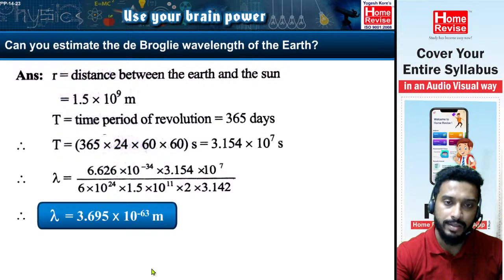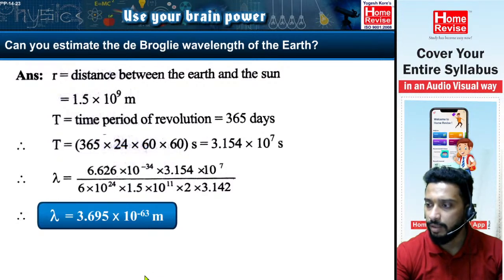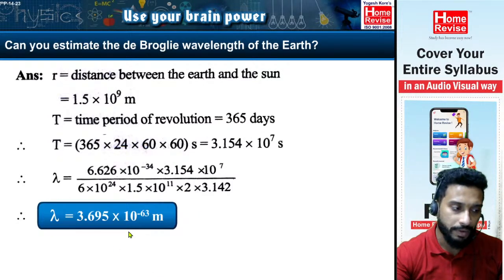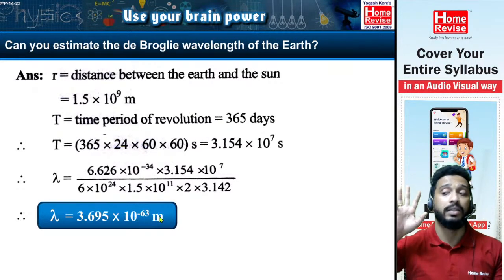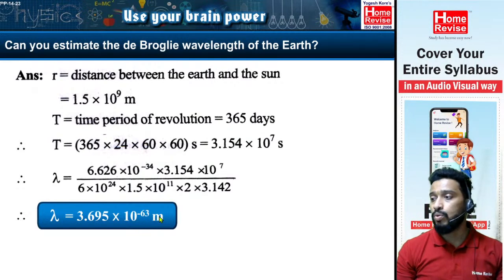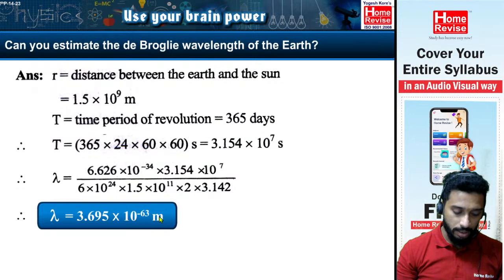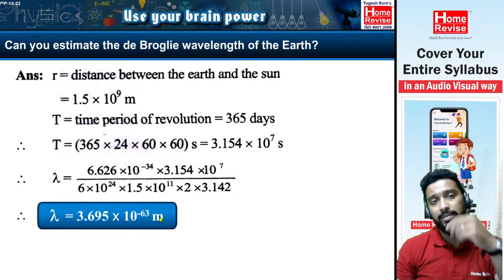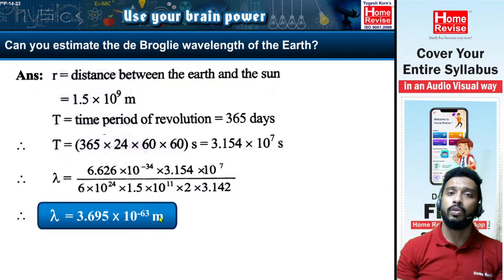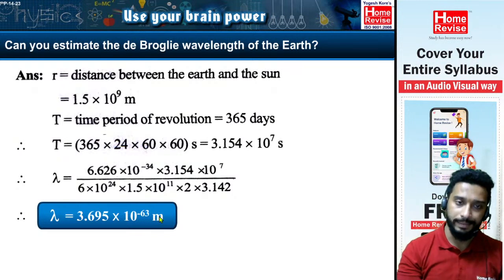So this is the answer which shows the de Broglie wavelength of the Earth. You can see how tiny the wavelength is, 10 raised to minus 63 meters. If the answer is such a tiny wavelength, negligible and not seeable, then how will the wave nature show up? Will it be able to show?